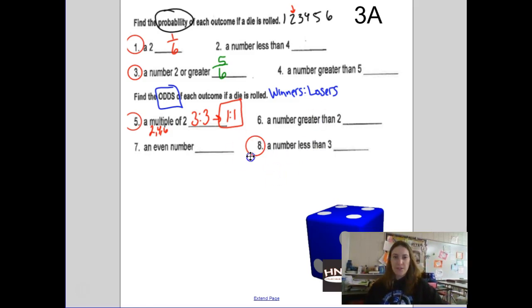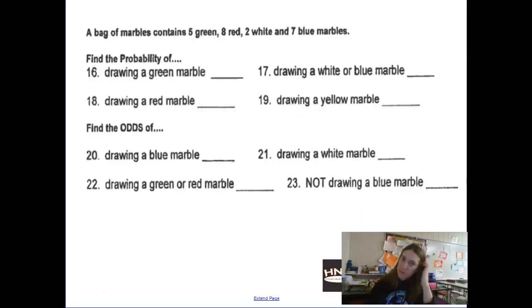This next question that's circled: the odds of rolling a number less than 3. So 1 and 2 would be the winners. We have 2 winners compared to the 4 losers, and that ratio reduces to 1 to 2. All right, I know the odds concept is a little foreign to us. We don't really think about odds too much, unless you're into gambling. Hope you're not.